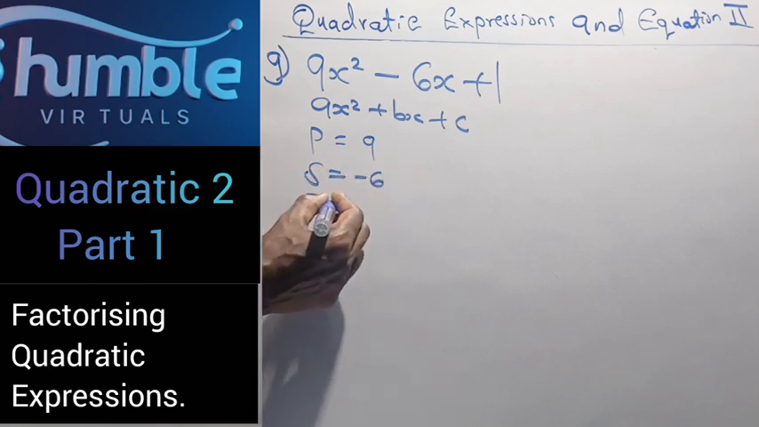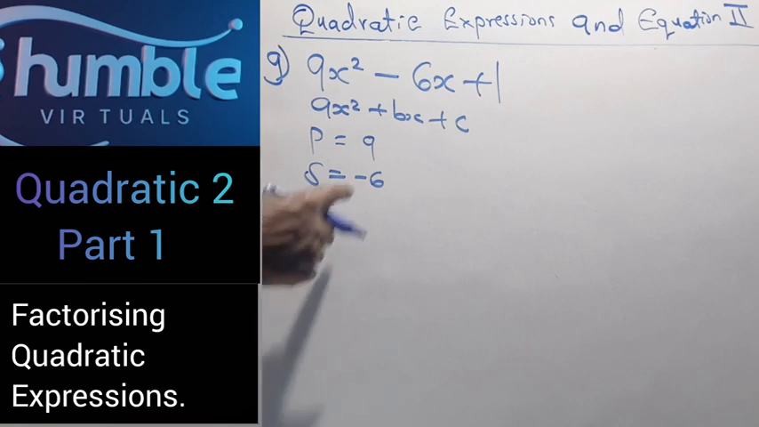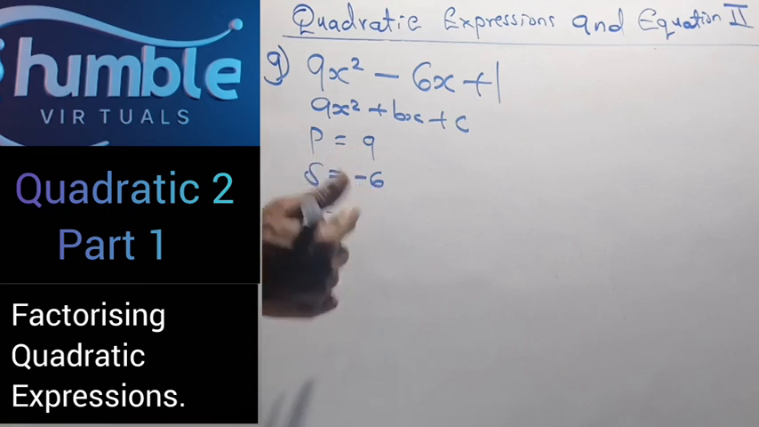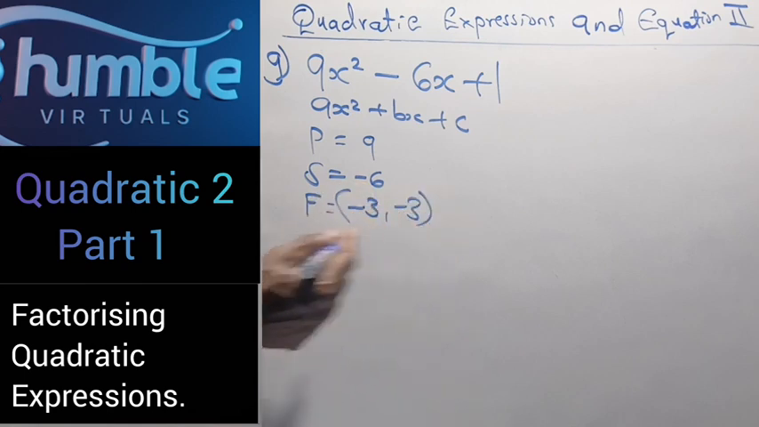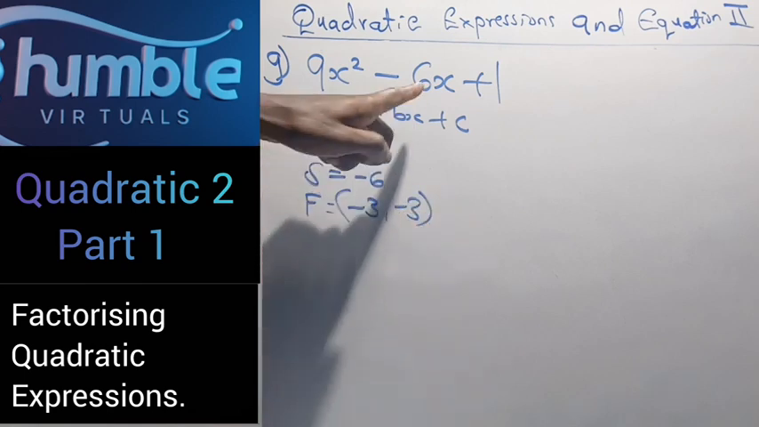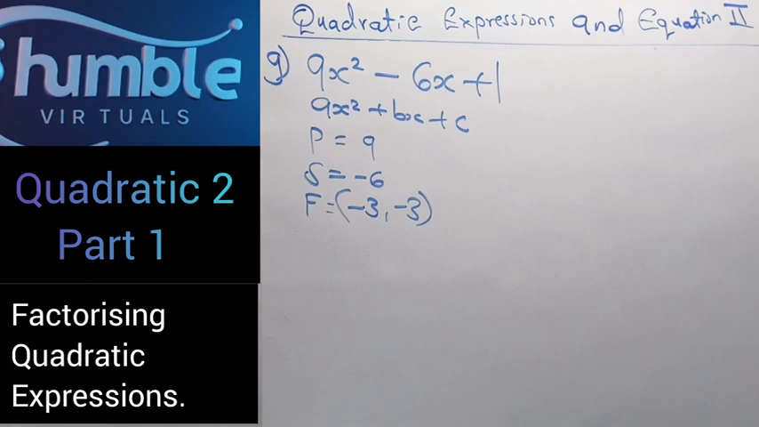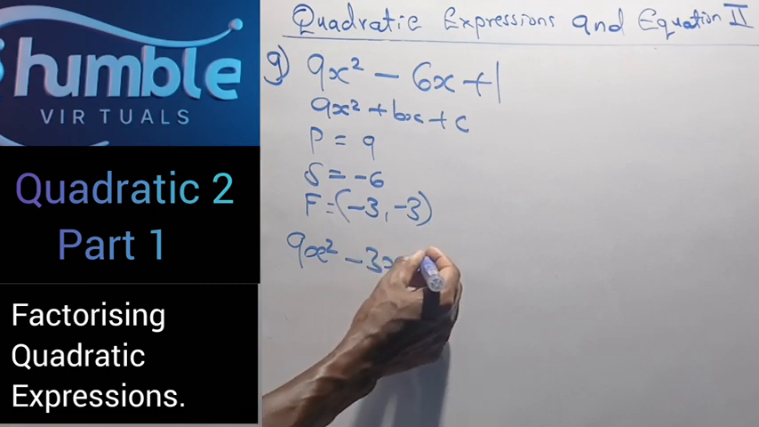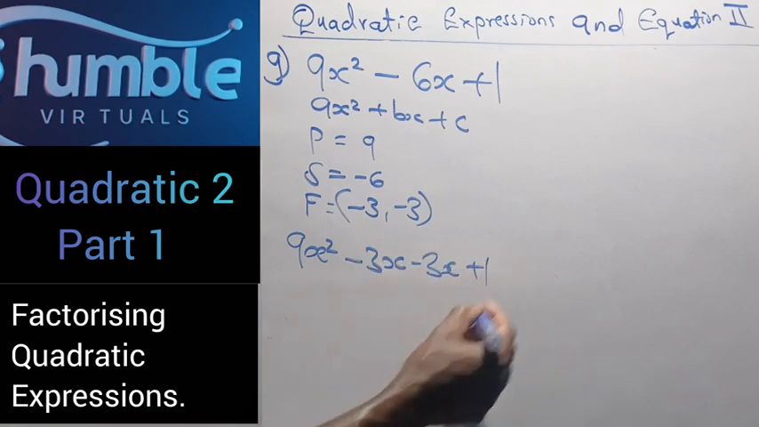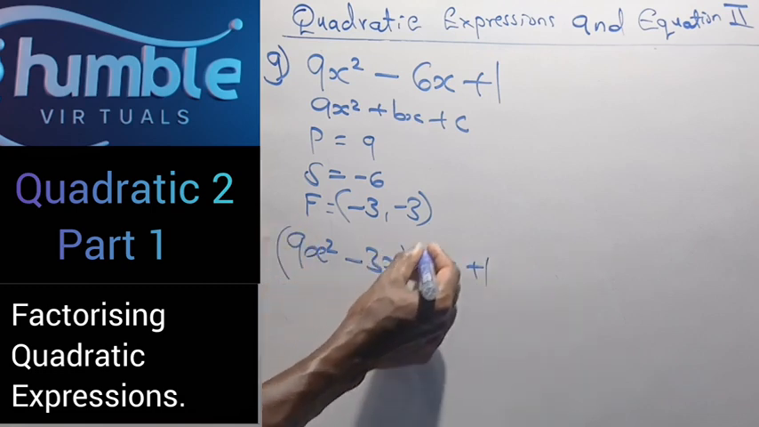So what are the factors? Two numbers, if you multiply you get positive 9. If you add you get negative 6, that will be negative 3 and negative 3. And then we use these numbers to replace the middle part of the expression. So we shall now have 9x squared minus 3x minus 3x plus 1. Then we pair them up.